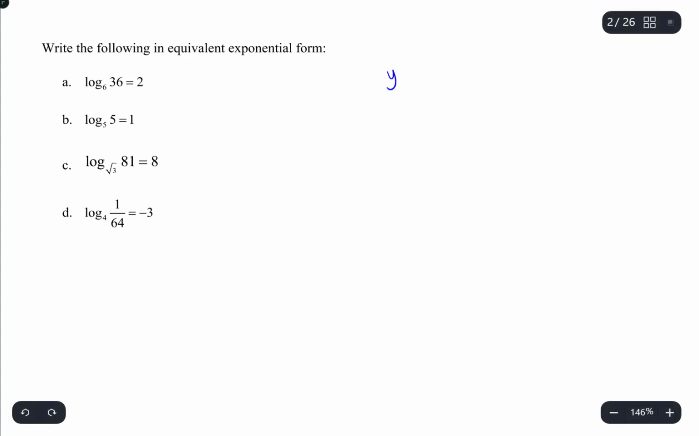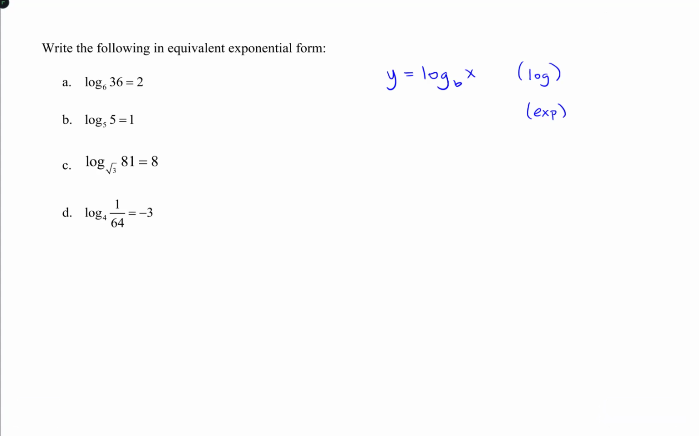So if I have y equals log base b of x, and I call this the log form of my equation, then the equivalent exponential form simply moves things around. The easiest thing to identify is the base, because the base of the exponential and the base of the logarithm are generally very identifiable. It's the number that is subscripted on the logarithm, or in the exponential the number that has an exponent. So the base of my exponential equation is b, and then I have to raise that to an exponent.